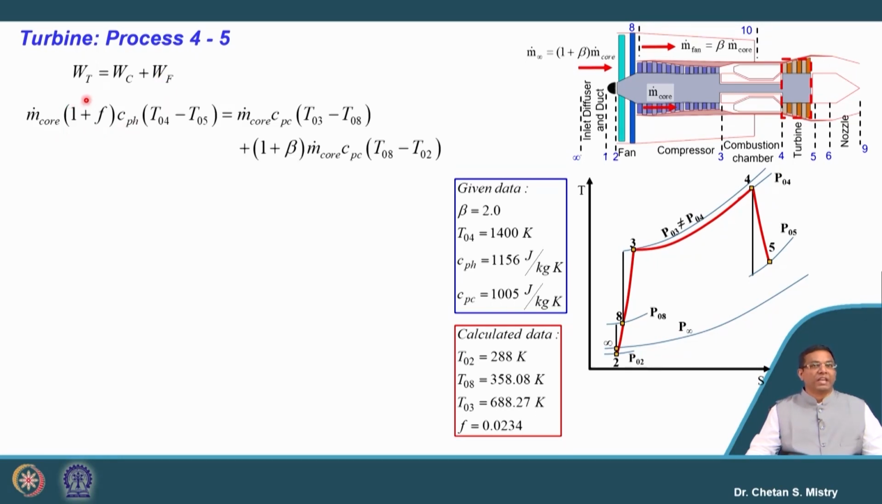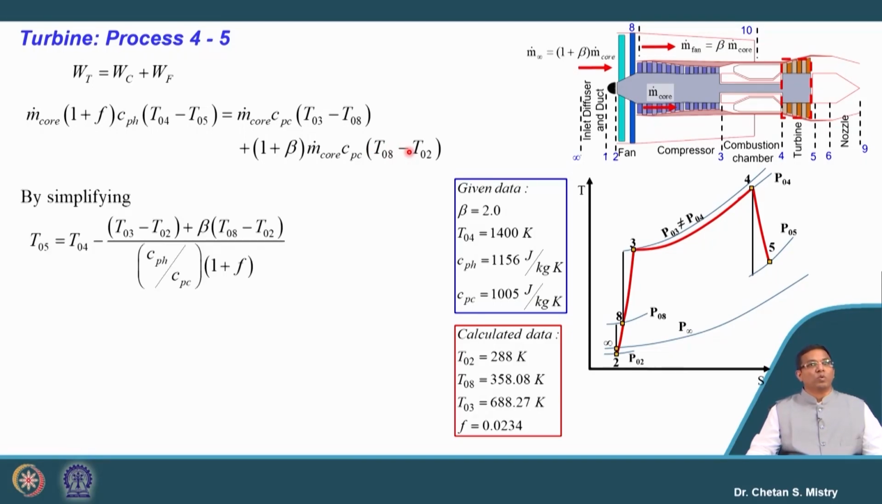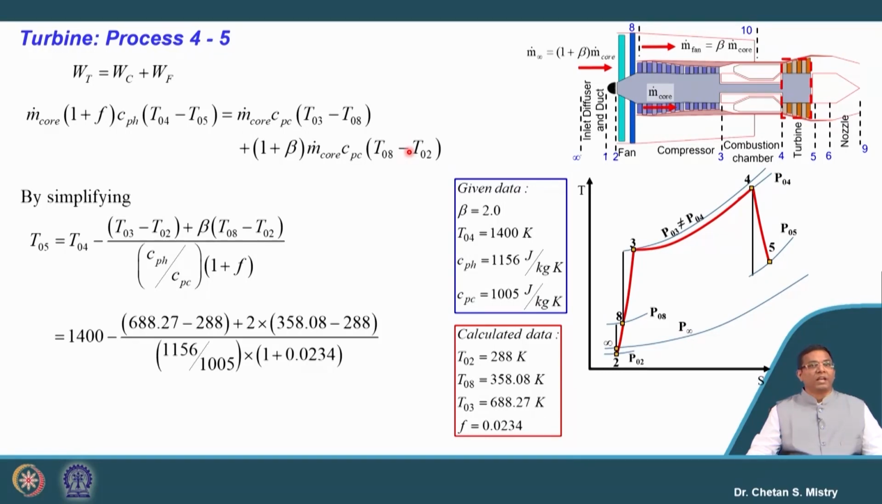Here in this case we can say the work developed by the turbine is given by m dot core into (1 plus f) Cp (T04 minus T05), that is equal to, for the compressor, m dot core Cp (T03 minus T08). Same way for the fan, the amount of air input is (1 plus beta) into m dot core, be careful. Okay. So, here we need to be very careful in writing this mass flow balance into Cp (T08 minus T02). So, let us put this number, and if we simplify that, my turbine exit temperature is coming to be 940.9 Kelvin.